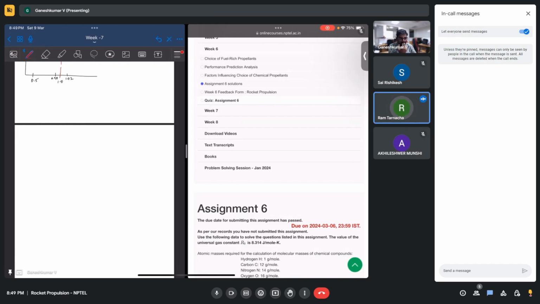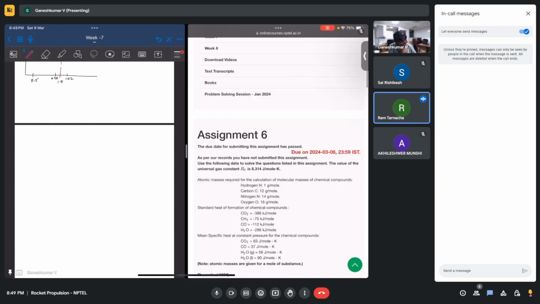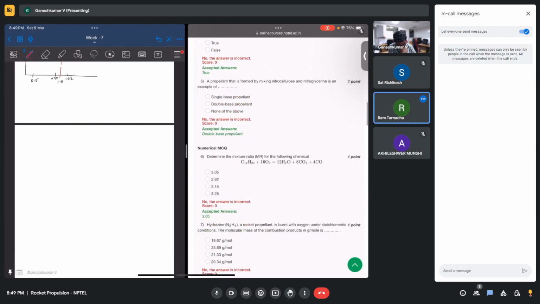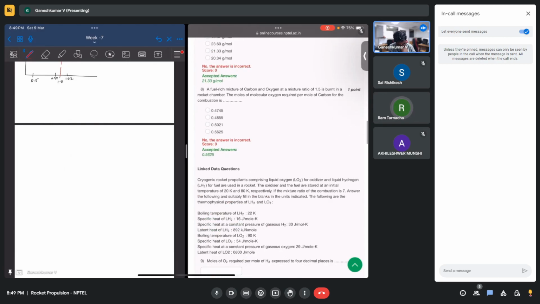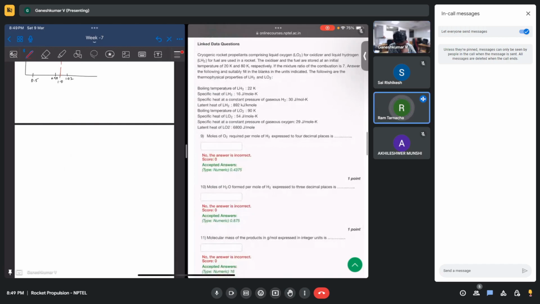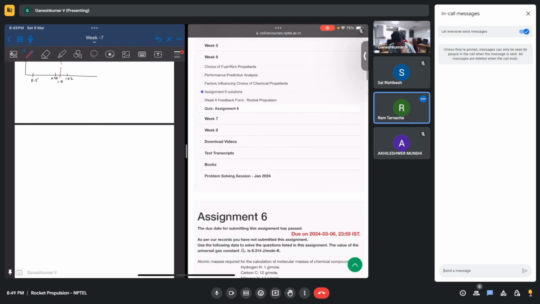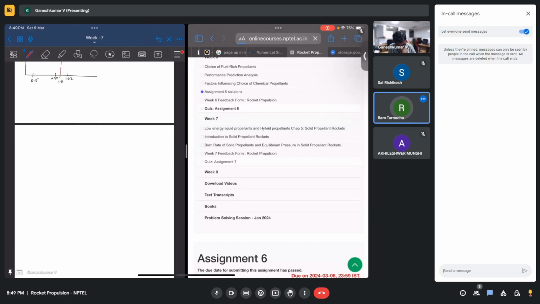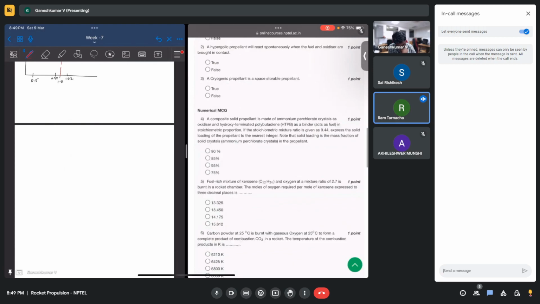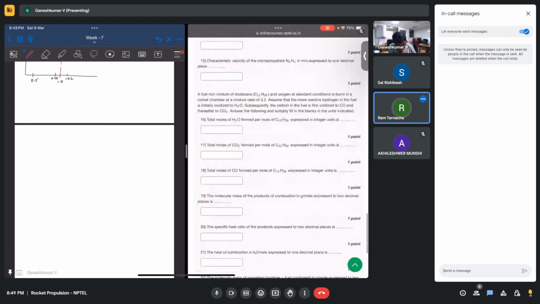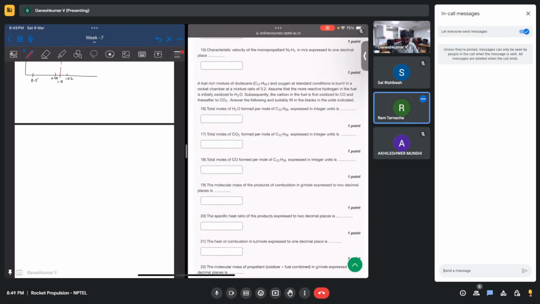The question of C12H26 with oxygen. The product items I have written are in assignment 7, question 16 onwards. It should be a fuel rich mixture, and there I have included carbon also in that.